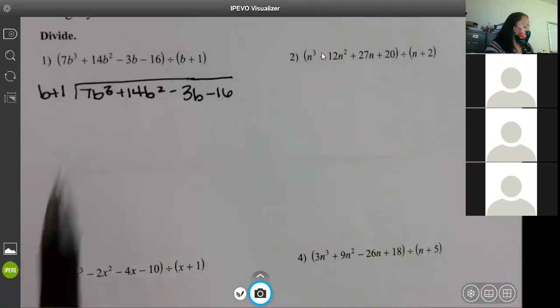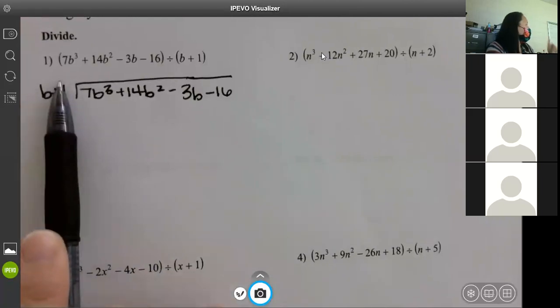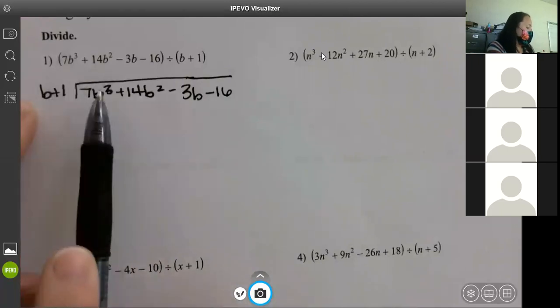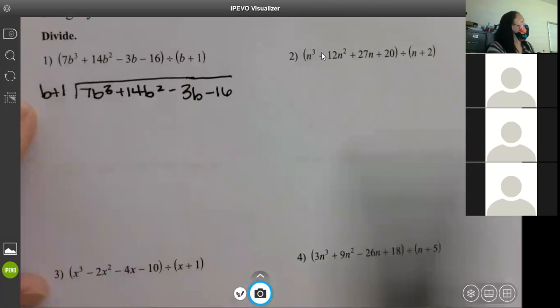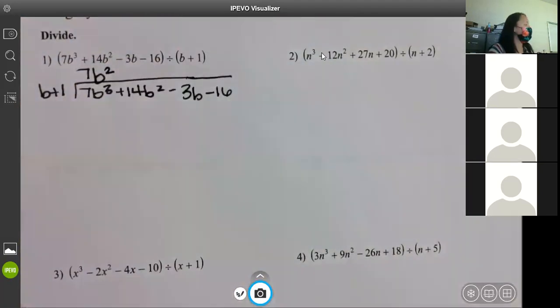You only look at this first term, okay? Don't worry about that 1. It'll come in when we multiply, okay? So just look at this b. What can I multiply by this b to get 7b cubed? What do I need? I need a 7, and I need 2 more b's. So 7b squared. Perfect.